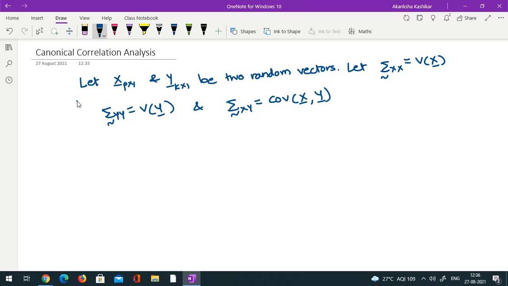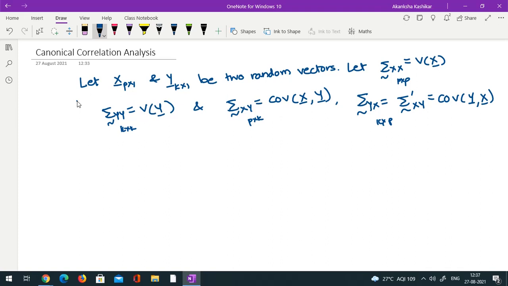Sigma xx would be, what would be the order of sigma xx? P cross P. Sigma yy would be k cross k. Sigma xy would be P cross k. And you can also define sigma yx, which would actually be transpose of sigma xy, and it would be covariance of y, x. Okay, so it would be k cross P. These are the matrices we are going to need.